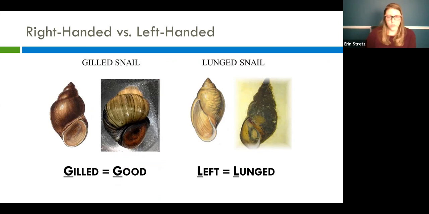Just to really drive this home, the gilled is good and it opens on the right, and the left-handed snails are lunged. So they breathe air.